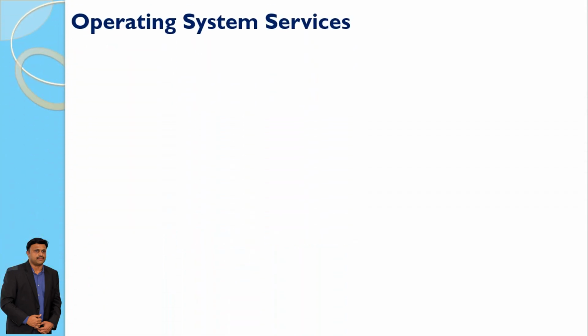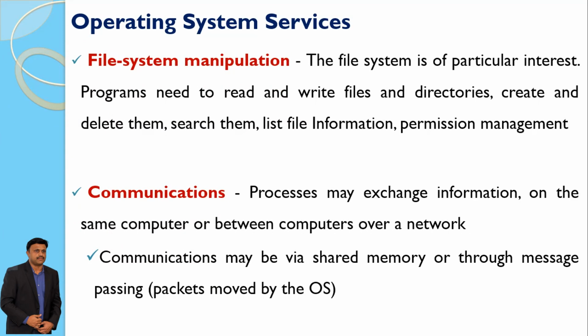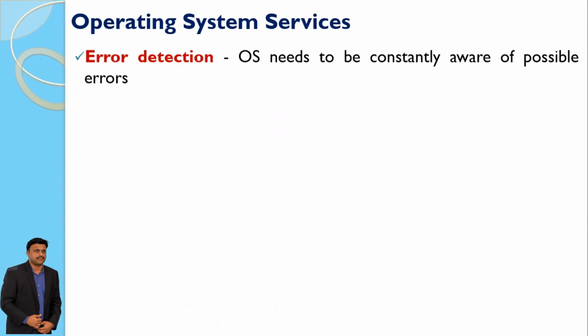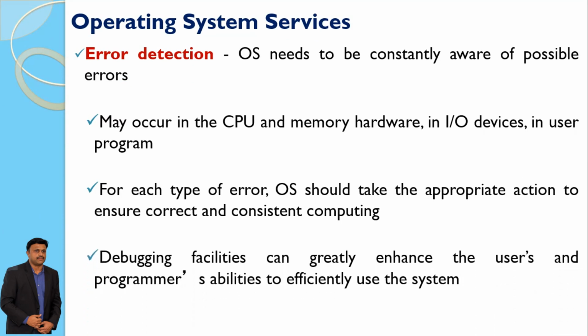Operating systems manage file systems, allowing programs to read, write, and manipulate files and directories. They also facilitate communication between processes, whether on the same computer or over a network. Operating systems must constantly monitor for errors in the CPU, memory, I/O devices, and user programs. They take appropriate actions to ensure correct and consistent computing, enhancing user and programmer efficiency.